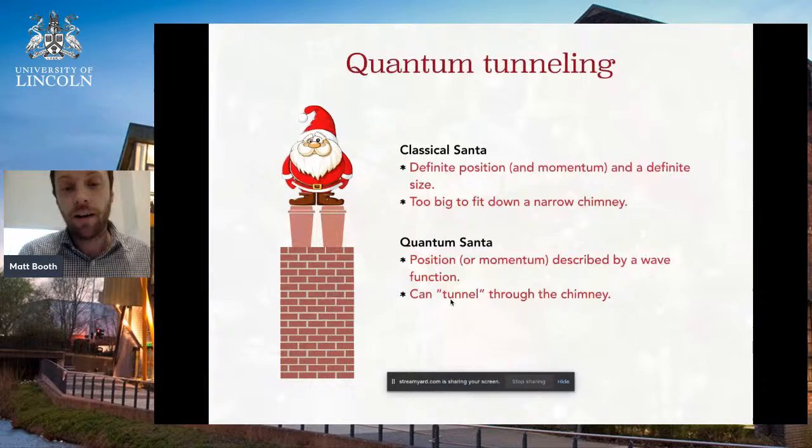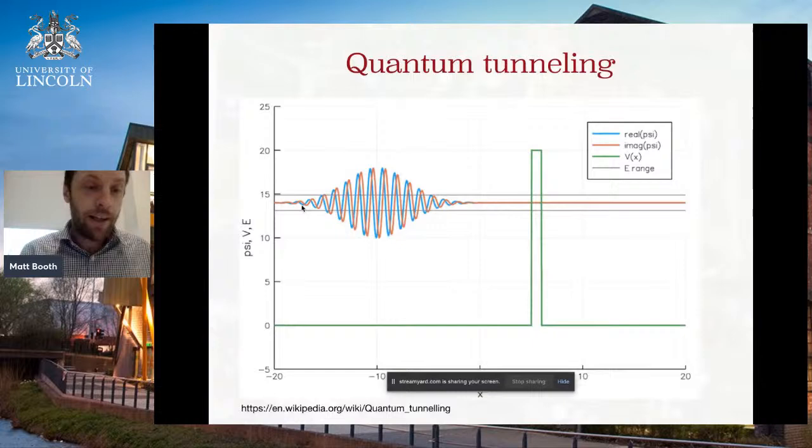I've just taken this from Wikipedia, so you can find it there. Here we see a wave function of a particle. We can think about this as the wave function describing Santa's position. Don't worry about the difference between real and imaginary lines here. Just think about this as some kind of look at the whole thing. This is the position of Santa. And this barrier here, this green hurdle, is the chimney. So this horizontal line is Santa going towards the chimney. And if we watch the animation, we can see Santa can tunnel through the chimney.